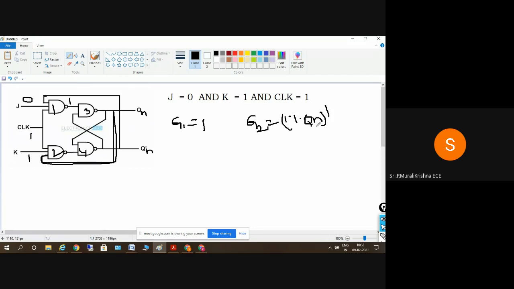Are you clear about this? Yes, sir. Don't have any confusion, because this structure is like this: 1 into Q of n whole bar. So what will I get here? I'll get a value of Q of n bar here. So the output of G2 is Q of n bar.